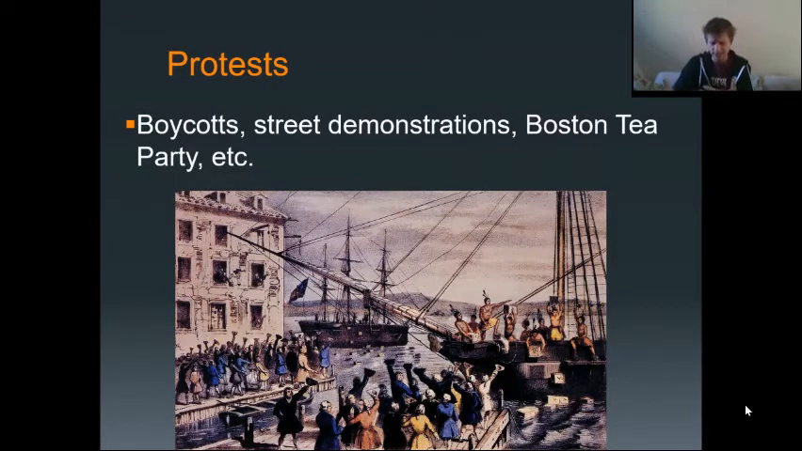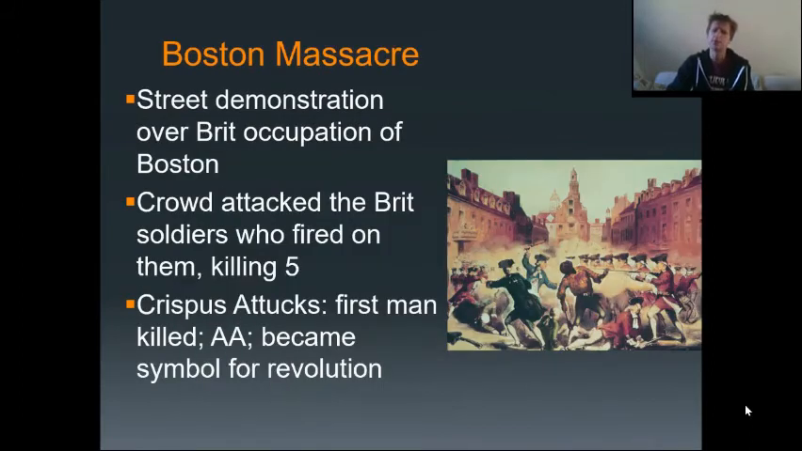So the protests that arise take many different forms: boycotts, street demonstrations, tarring and featherings, the Boston Tea Party, all things like that. That I'm sure you covered in your American history courses. Don't worry, you don't have to know anything really specific about any of those. Just know that they occurred.